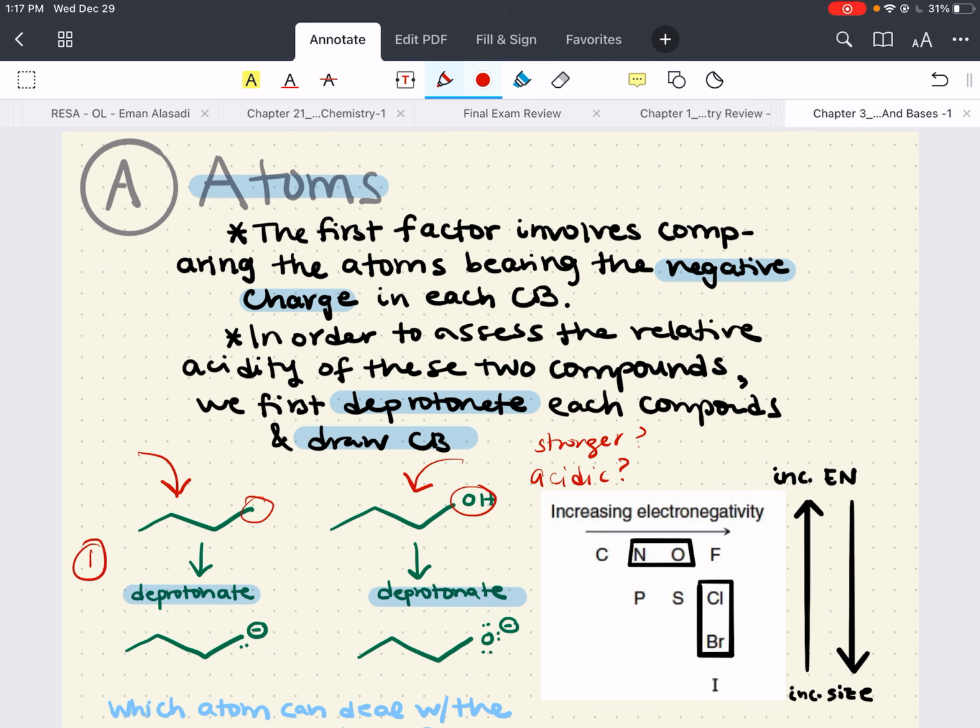We're going to deprotonate them. So this carbon is going to lose a hydrogen. The hydrogen is going to leave and dump its electrons, so we have a negative charge here at the carbon. And if this hydrogen leaves, it's going to dump its electrons on the oxygen, and now the oxygen is going to have a negative charge. So we've deprotonated both of these molecules.